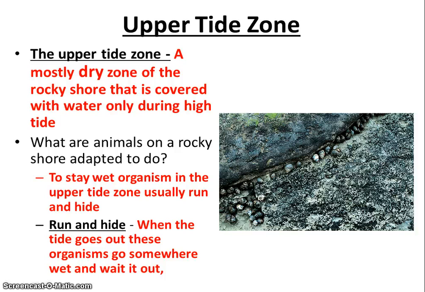Organisms in the upper tide zone need to be well adapted at resisting drying out, resisting desiccation. And that adaptation that they most commonly display is the ability to run and hide into moist places or cool places in order to wait for the tide to come back in.